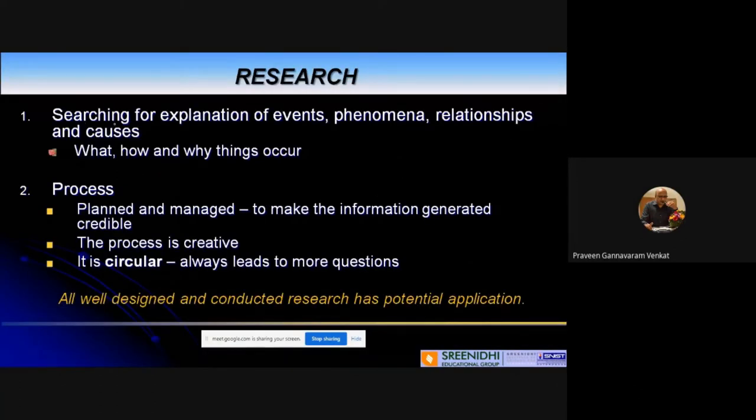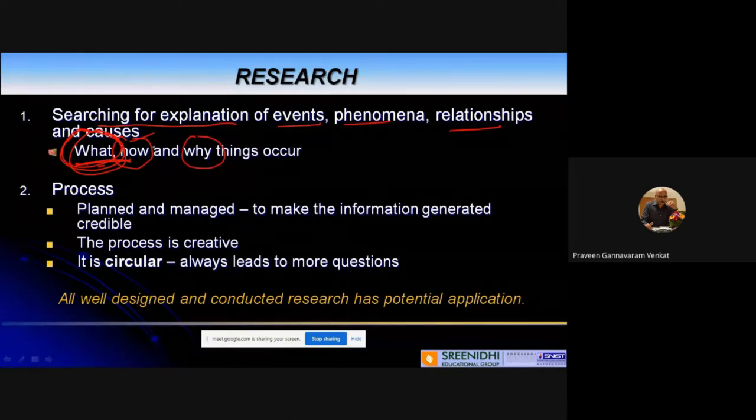Research is searching for the explanation of events, phenomena, relations, and causes. Always one should keep these buzzwords or keywords in mind: what, how, and why. These are the things to be kept in mind while doing our research program. Here the process is planned and managed to make the information generated credible. Credibility is most important, and the process should be creative. All these things are important.